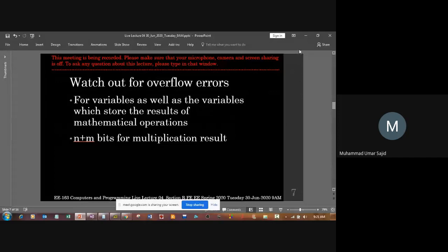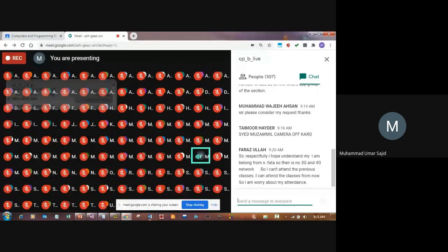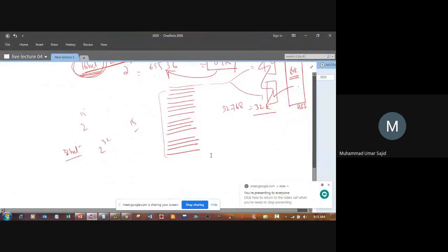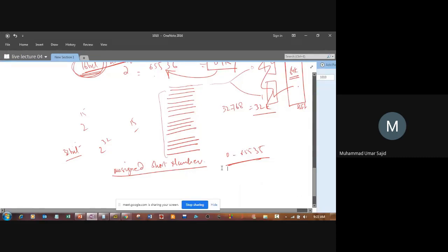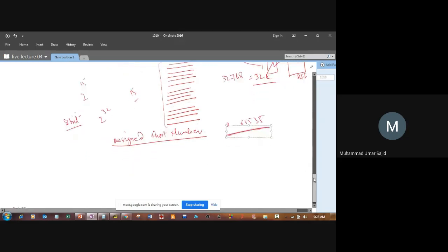So let's say you are using a short number. A short is, I think, four bytes. Let's say you take an unsigned short number, it will go from 0 to 65535. Let me check the limits. The unsigned short, I think it was 32 bits, so it will go from 0 to 4 billion. Let's take an example first, and then we will come back to this number. I don't remember how many bits it takes, so you need to check the limits header file.